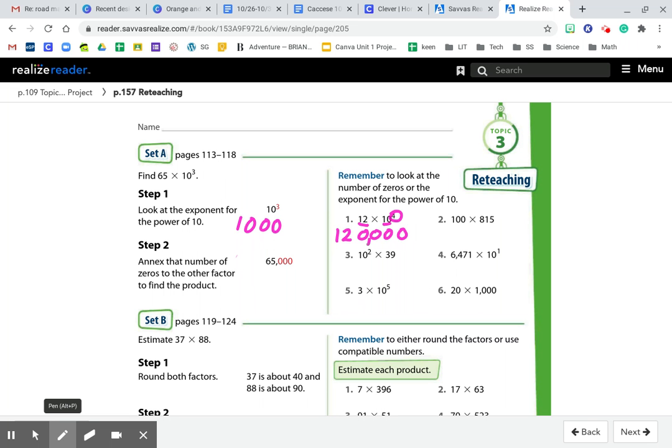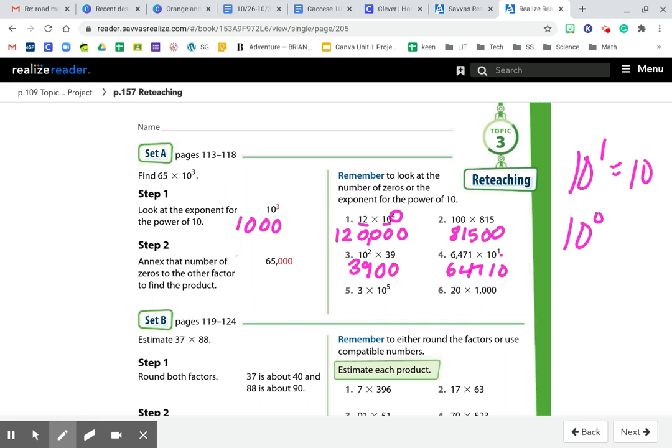100 times 815, I can take the 815 and put 2 zeros on there. That will be 815 times 100. 39, and then 2 zeros. And this is just 6, 4, 7, 1, and 1 0. It's telling me 1 0. It means times 10. So 10 to the 1st power is the same as just saying 10.